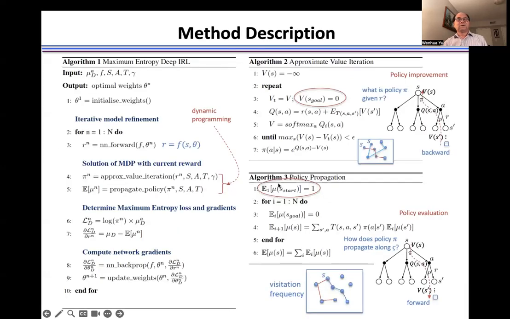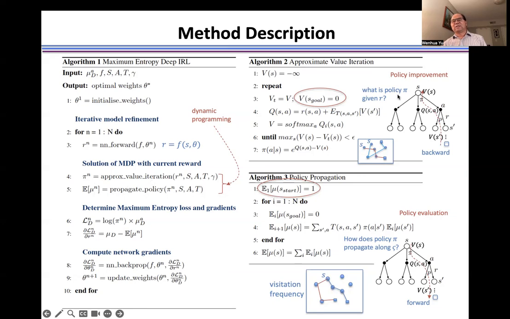Here is the method description. First, we randomly pick a theta distribution, and then we select states from the expert demonstration as an input to the neural network to find the reward function R. From this R, we can use it in dynamic programming to estimate the policy at the state S and estimate the feature count under the learned policy.